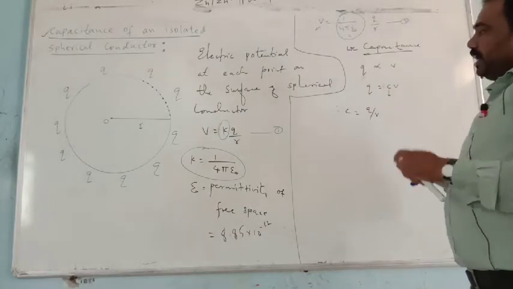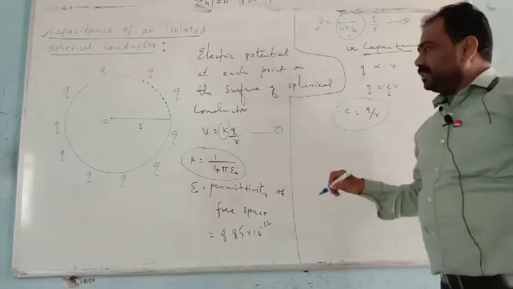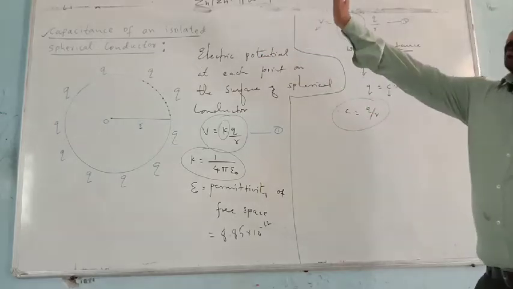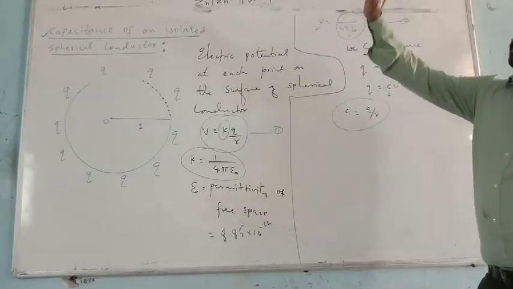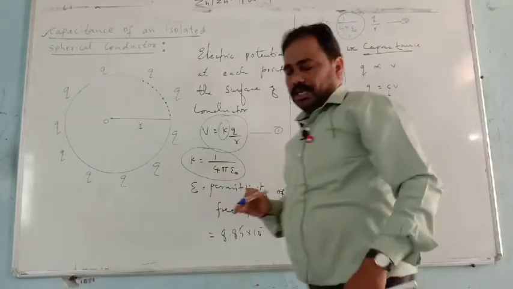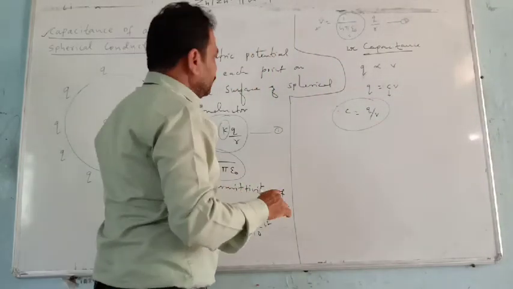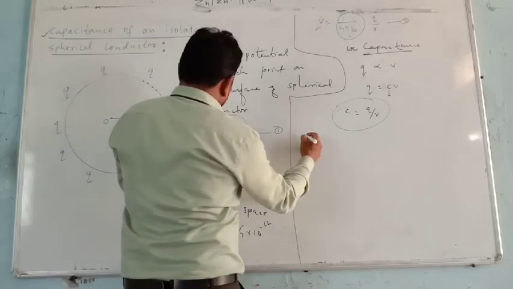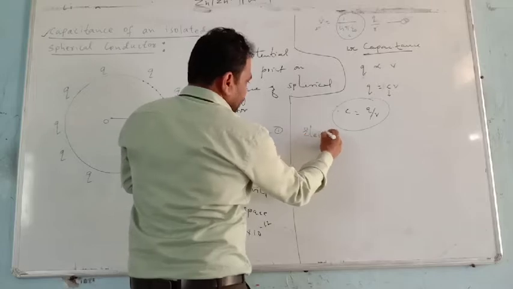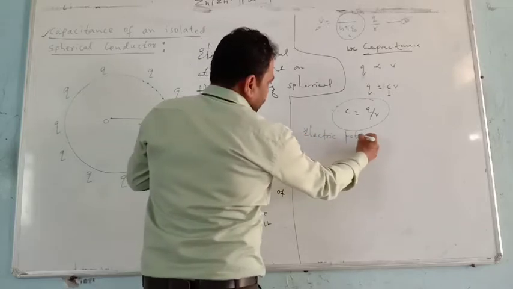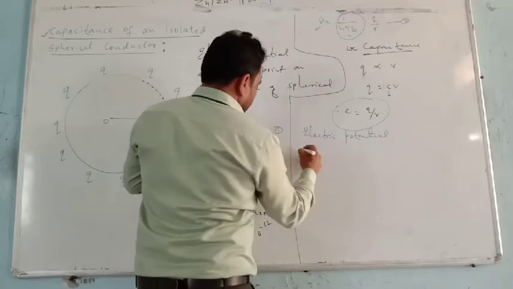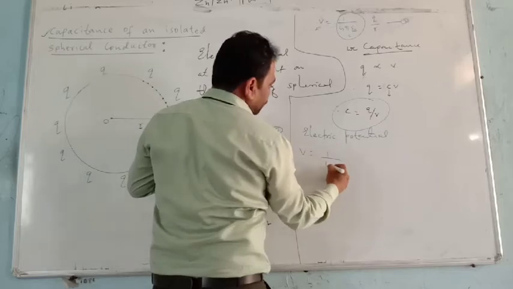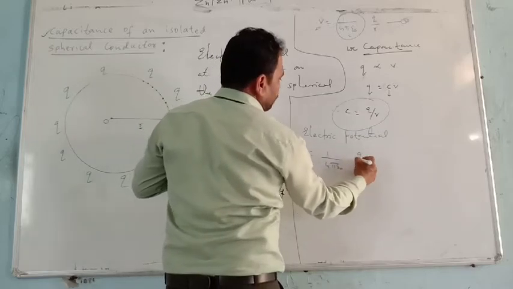Now with the help of this basic of capacitance and this electric potential, we can easily find out which factors capacitance depends on. See here how we can prove it. Let us use this formula for electric potential. Electric potential can be written as V is equal to, instead of K, directly the second equation, 1 by 4 pi epsilon naught into Q by R.